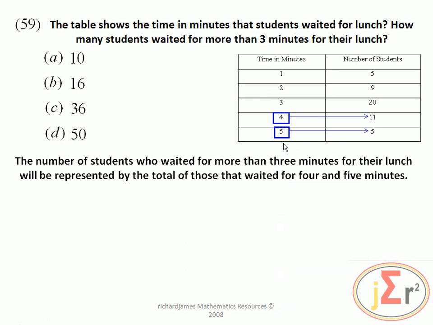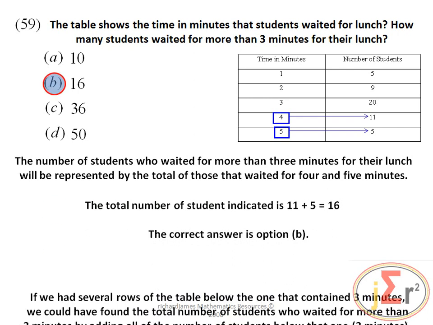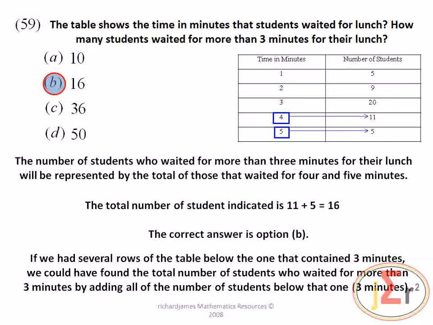So what about the number of students that waited for their lunches for 4 and 5 minutes? All we have to do is just add the two. The total number of students indicated is 11 plus 5, which is equal to 16. The correct answer is option B. If we had several rows of the table below the one that contained 3 minutes, we could have found the total number of students who waited for more than 3 minutes by adding all of the numbers of students below the 3 minute line.